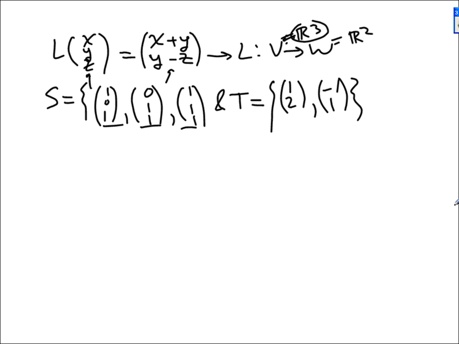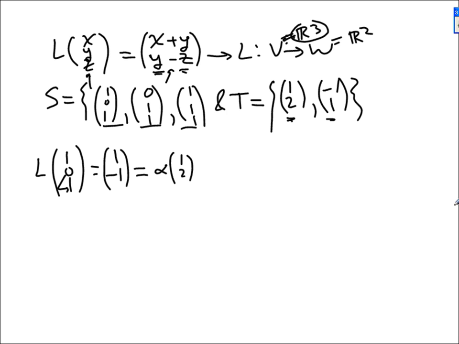So I take L of 1, 0, 1. I add the first two entries, x plus y, and then I do the second entry minus the third. 0 minus 1 is negative 1. And now I want to write 1, negative 1 as a linear combination of the vectors in T. So I want it to be, I don't know, alpha times 1, 2 plus beta times negative 1, 1.